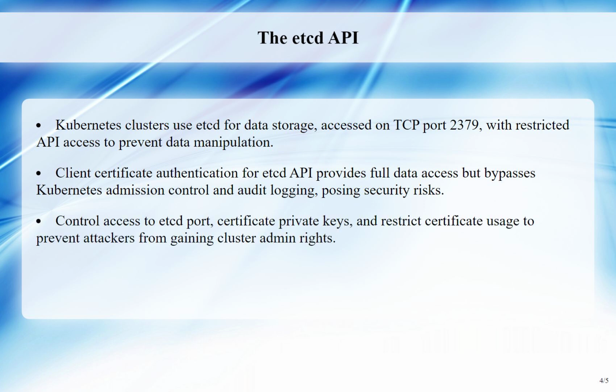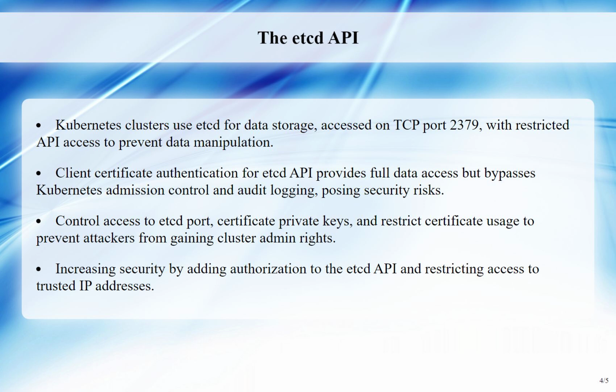Attackers with access to the API server's etcd client certificate private key could gain cluster admin rights. Mitigations include restricting access to the etcd port, controlling access to certificate private keys, and ensuring that certificates are used only for their intended purposes. Implementing authorization for the etcd API and limiting access to trusted IP ranges can also enhance security.